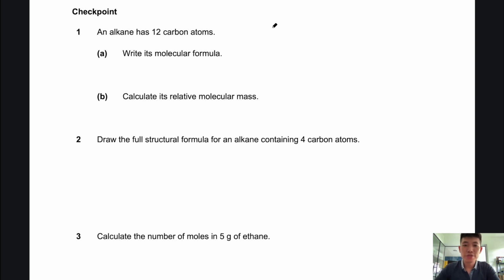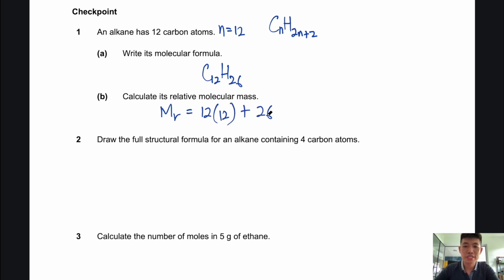For the first question, we'll require the general formula of an alkane, CnH2n+2. So when an alkane has 12 carbon atoms, we are saying that n equals 12. So this gives us C12H26. The relative molecular mass, or the Mr, will be equal to 12 times Ar of carbon plus 26 times 1. That gives us 170. Remember, Mr has no units.